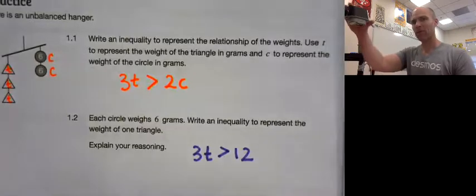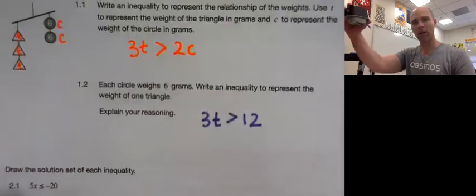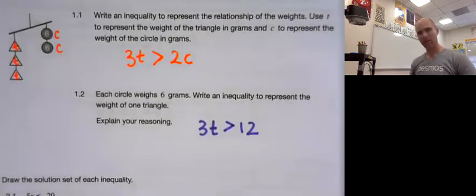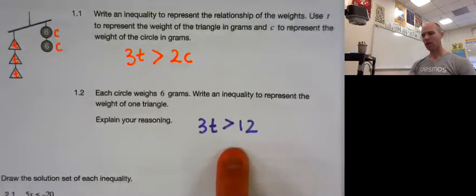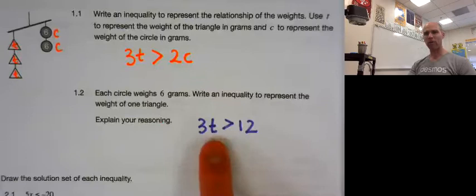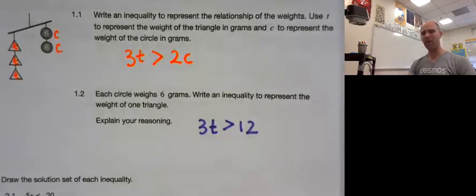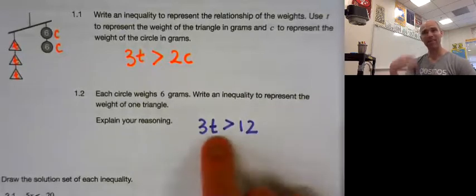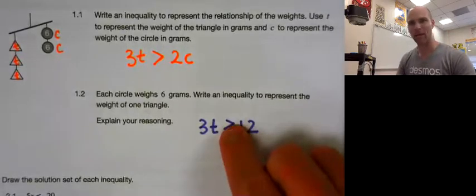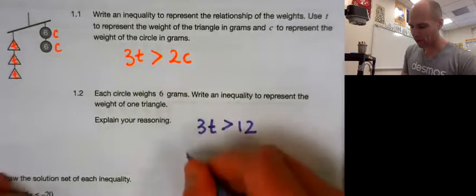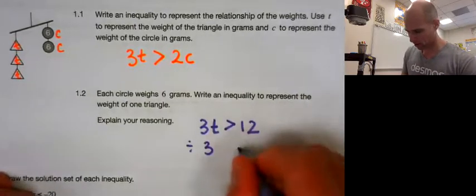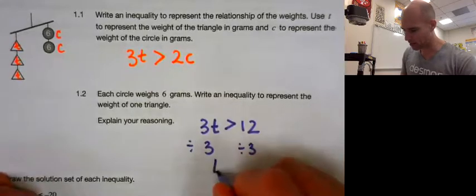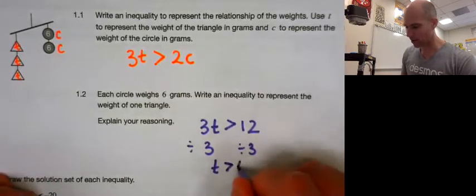And now this is where we get into solving inequalities the same way that we solve equations. You can do the same things to inequalities that you can to equations. I want to isolate that variable. I want to see t is greater than something, not 3t. So let me divide both sides by 3 to get rid of that 3, the same way I would do it if there was an equal sign there and I was doing an equation. And I get t must be then greater than 4.